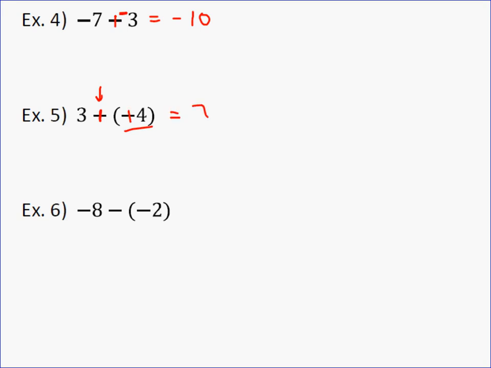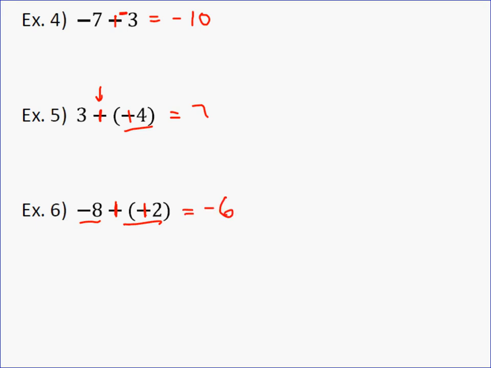Same thing here. Subtraction becomes addition. Change the sign of the 2 to positive 2. So now you've got negative 8 plus a positive 2. Signs are different, so that becomes subtraction. 8 minus 2 is 6. 8's bigger than 2, so the answer is a negative 6.